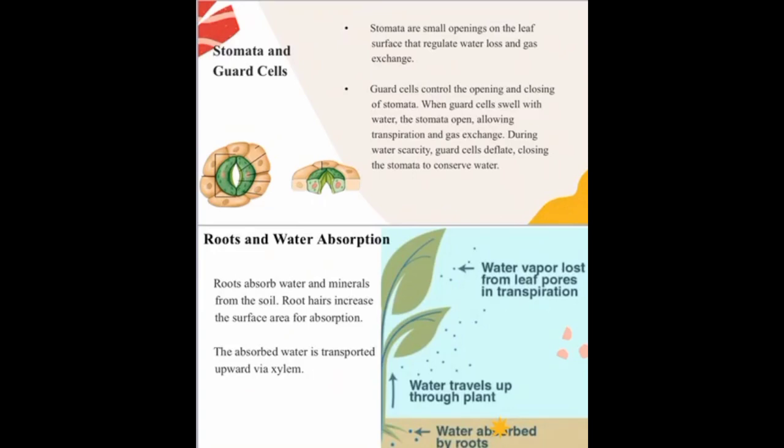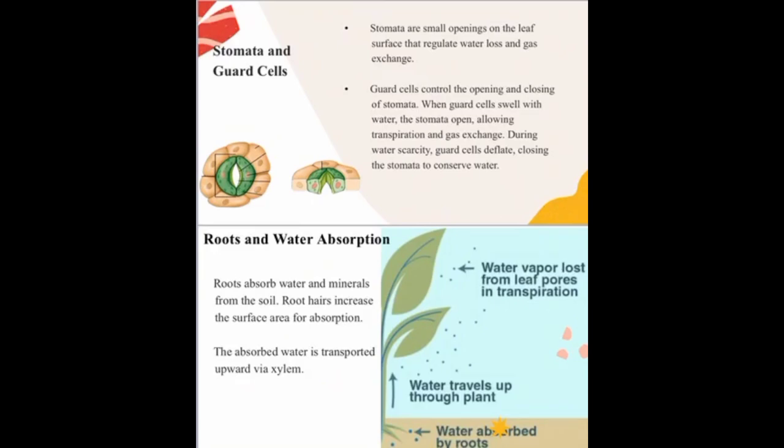Guard cells control the opening and closing of stomata. When guard cells swell with water, the stomata open, allowing transpiration and gas exchange. During water scarcity, guard cells deflate, closing the stomata to conserve water. These specialized cells surround each stoma. They control the opening and closing of the stomata.